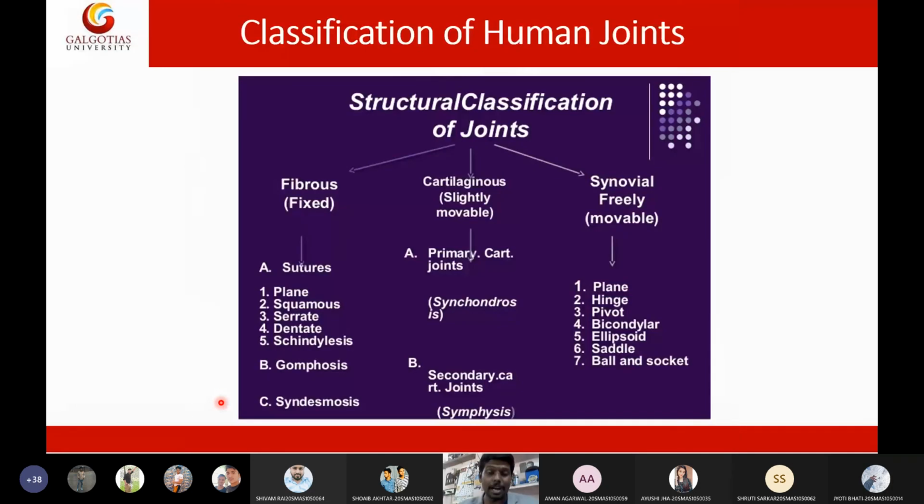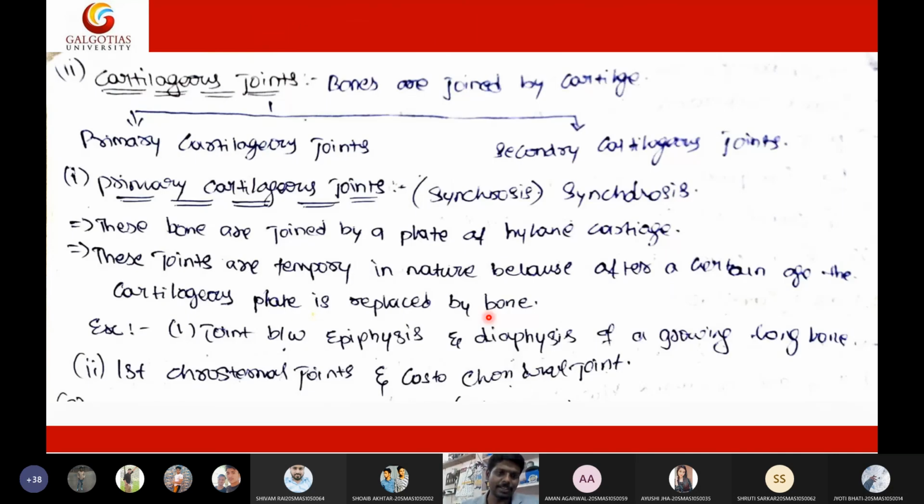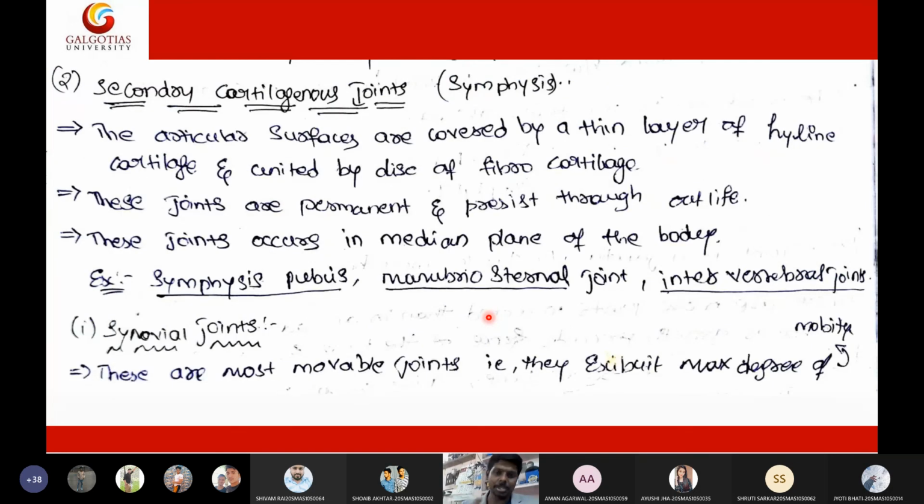Then we discussed the cartilaginous joints, which are of 2 types. They are also called slightly movable joints. We have primary cartilaginous joints and secondary cartilaginous joints. Primary cartilaginous joints are also called synchondrosis, whereas the secondary are called symphysis. Synchondrosis is seen between the epiphysis and diaphysis of the long bone, and the secondary cartilaginous joints are seen in the manubriosternal joint, intervertebral joints, and the symphysis pubis of the hip.